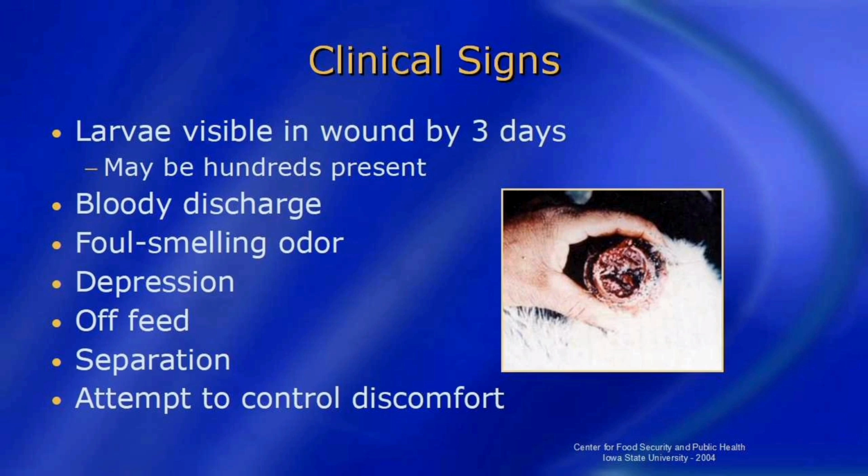Occasionally, the wound may not be obvious, but there will be a small opening in the skin with pockets of larvae beneath. The affected animal usually exhibits signs of depression, goes off feed, and separates itself from the herd. Animals often rub against trees, lick the wounds, and stand in water to attempt to relieve the discomfort.